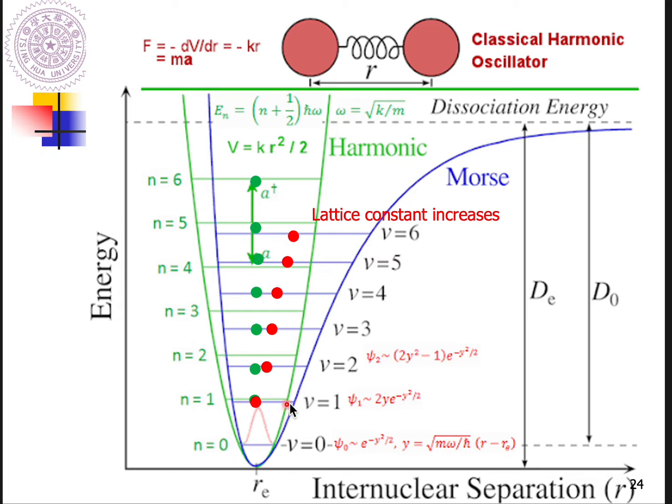The atoms always vibrate. So if you write down the R, the average, the middle of the R actually increases. So Mohs model can well describe why the lattice constant increases with increasing temperature. Okay, this is just a quick review.